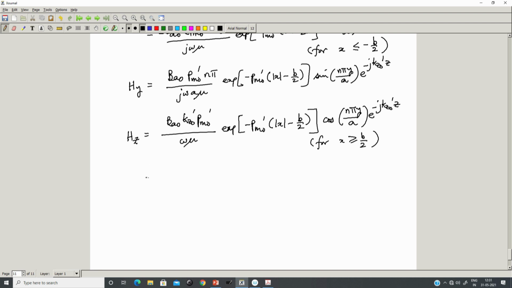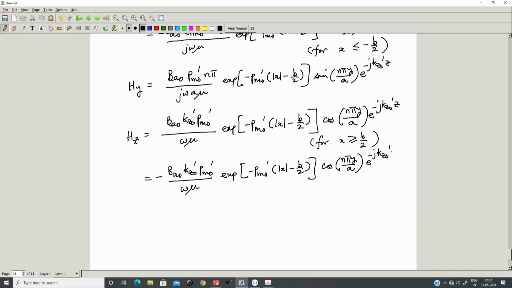And that is equal to minus B A O k z o prime p m o prime by omega mu exponential minus p m o prime mod x minus b by 2 cos n pi y by a e power minus j k z o prime z, that is for x less than or equal to minus b by 2.